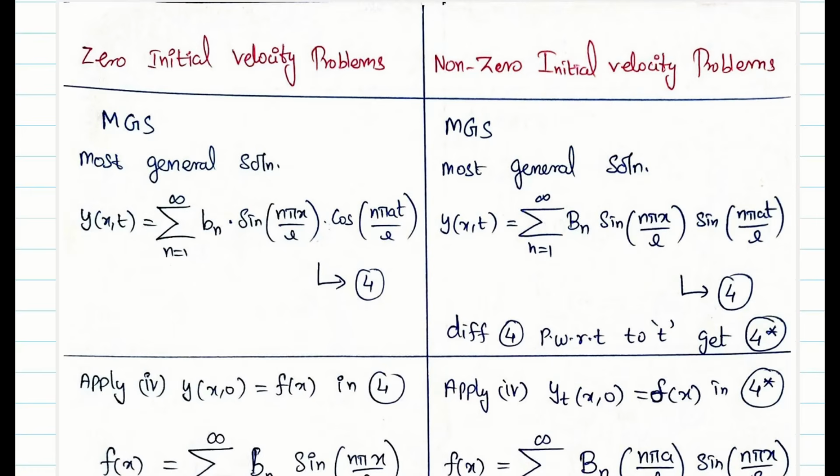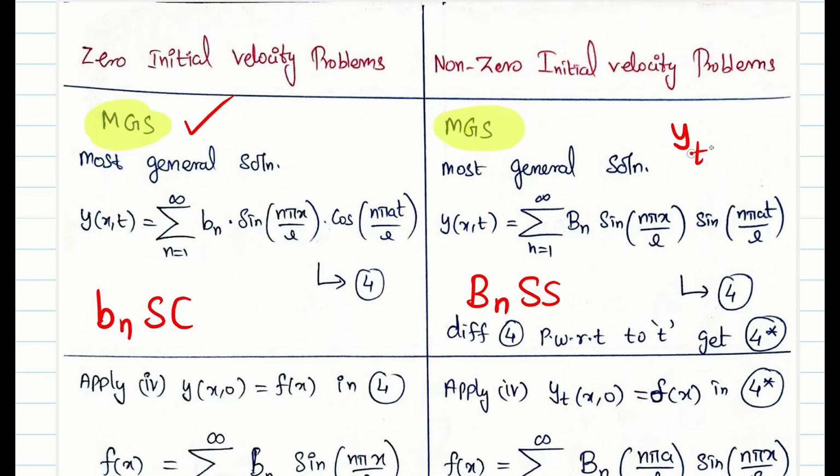Next we are going to write the most general solution. Remember students, if it is the zero initial velocity problem, it is going to be bn sin cos. If it is the non-zero initial velocity problem, capital Bn sin sin. You can remember it like SS. Now I am going to apply 4 in 4.